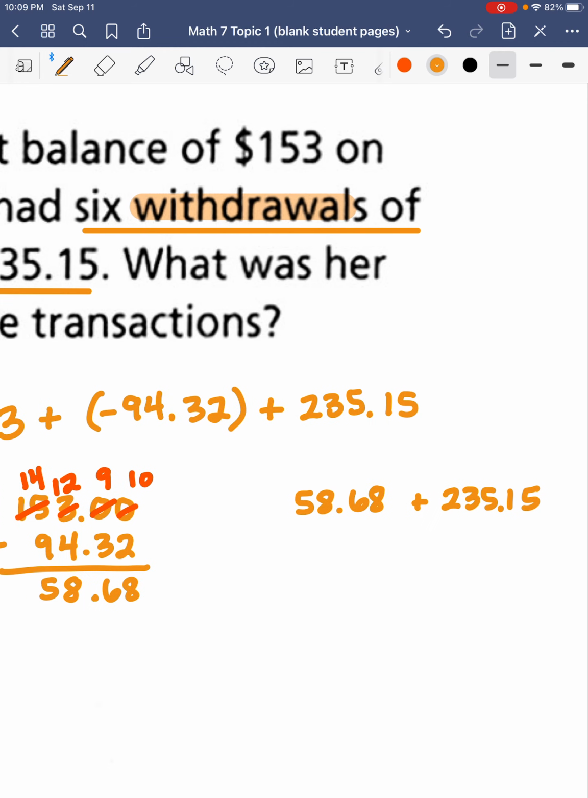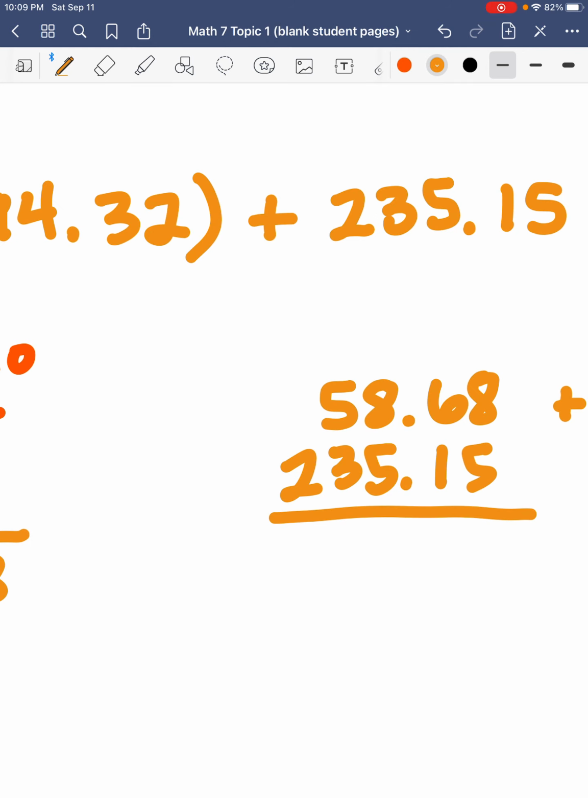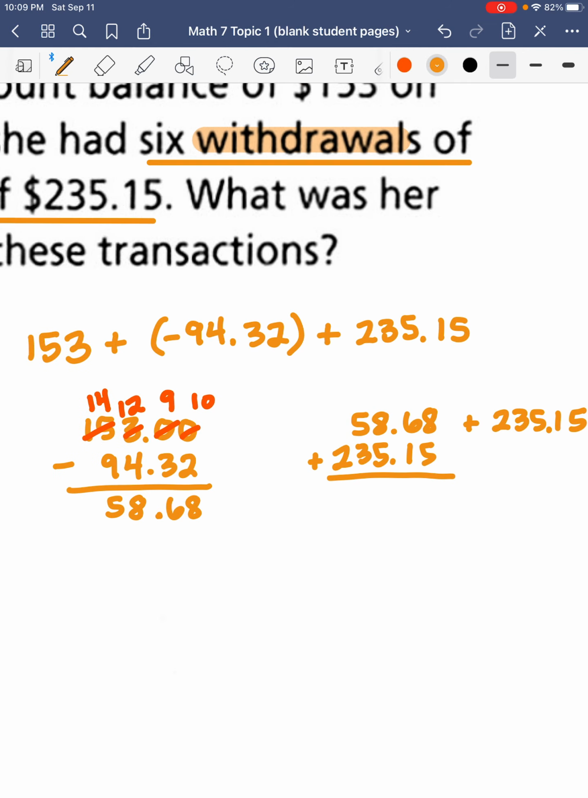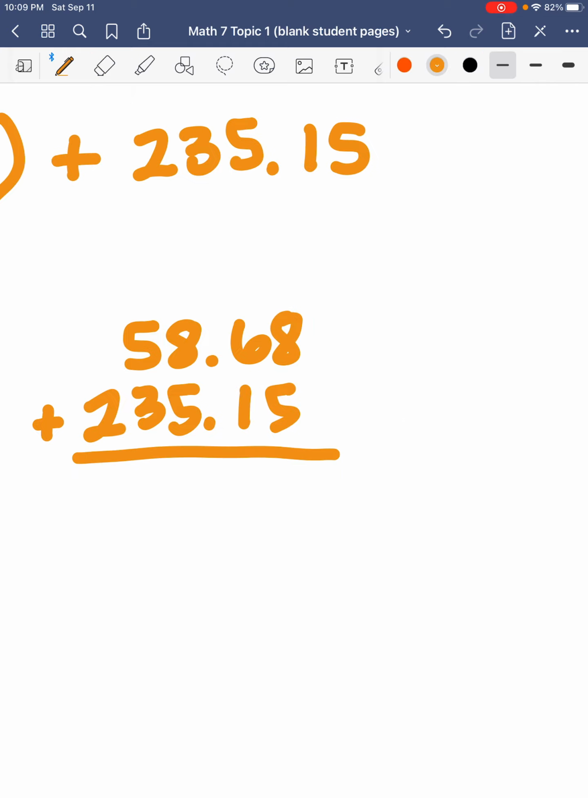So I see that I'm left with 2 positive rational numbers, so I'm just going to stack them and add them together. It doesn't matter which one I put on top. So 2, 35, 15. And we're adding. Okay, 8 plus 5. 8 plus 5 is 13.